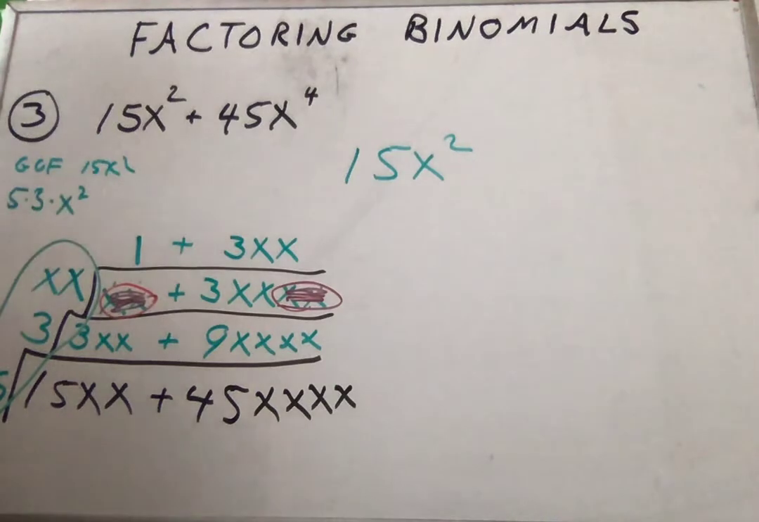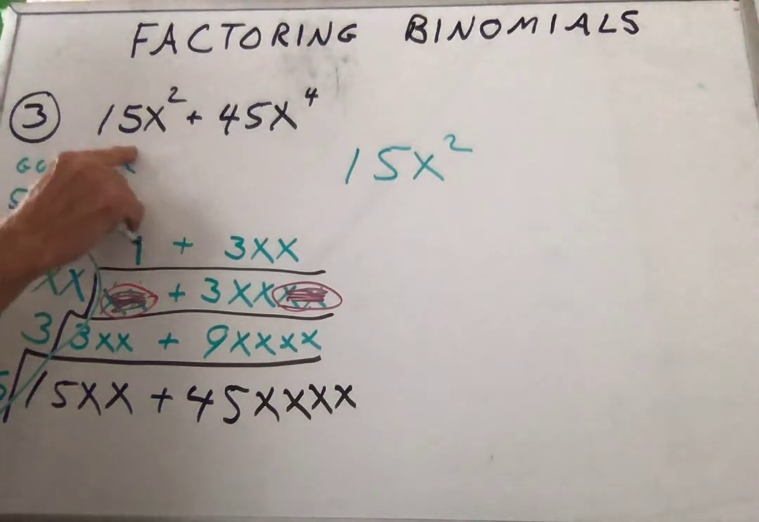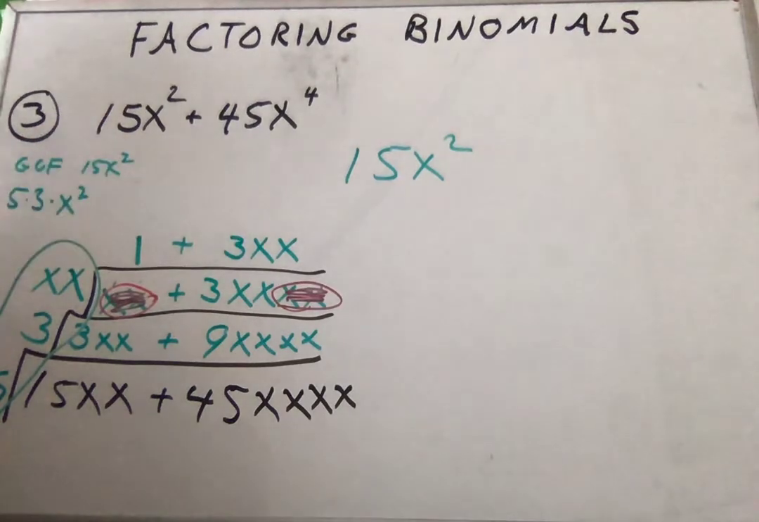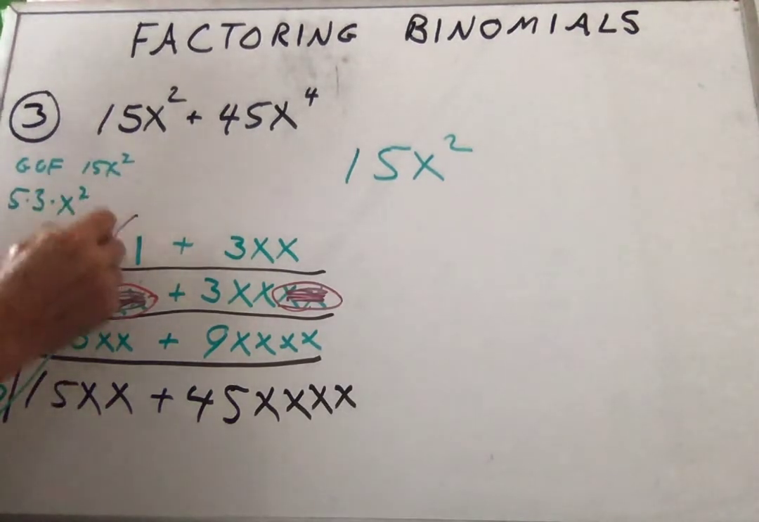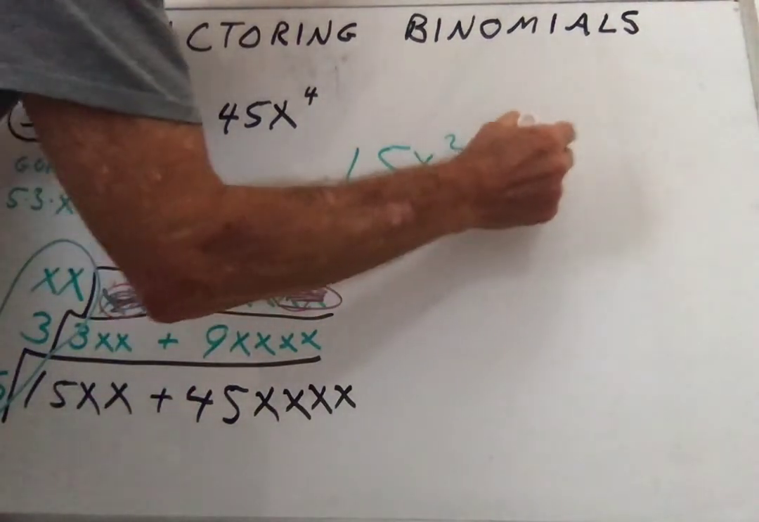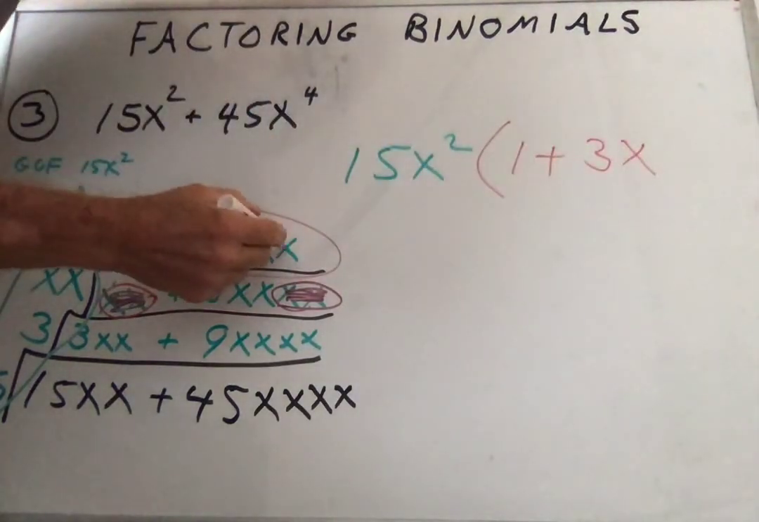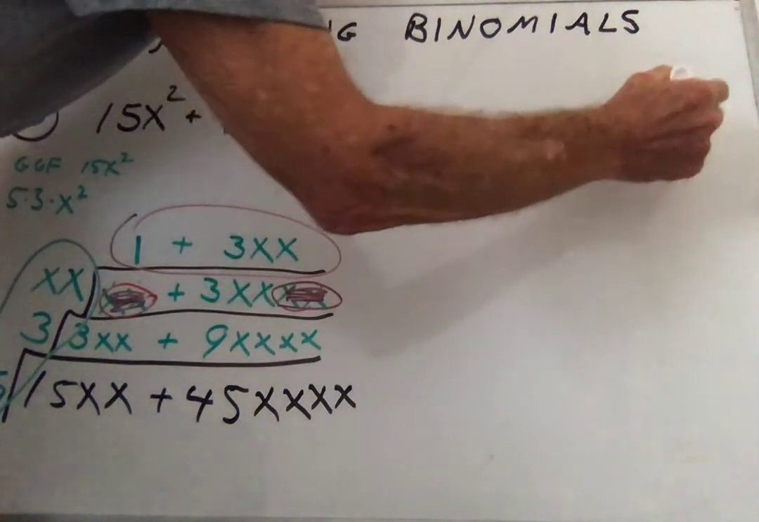Okay. And now, once again, you can check yourself. 15 times 1 is 15, x squared. 15 times 3 is 45, x to the second, that's x to the fourth. Perfect. Plus sign, plus sign. That's the one right there.